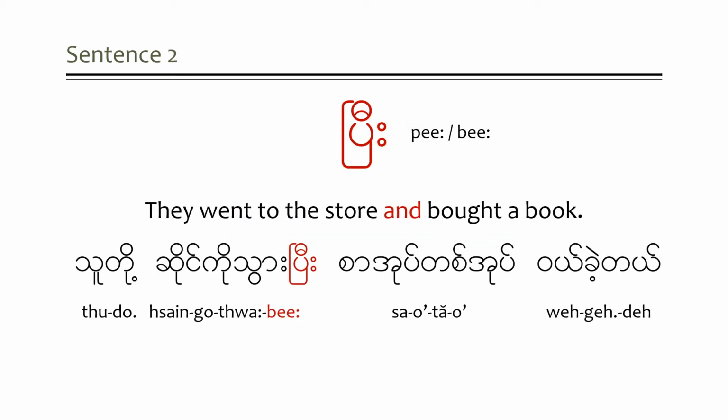This next sentence, they went to the store and bought a book. It uses a different particle, but the placement within the sentence is once again the same as in English. We're connecting the ideas of going to the store and buying a book. So to translate it literally, they, store to, went and a book bought, with the verb, as it always is, at the end of the sentence.